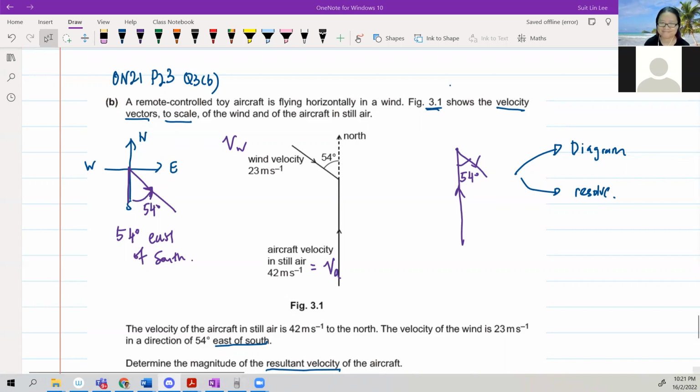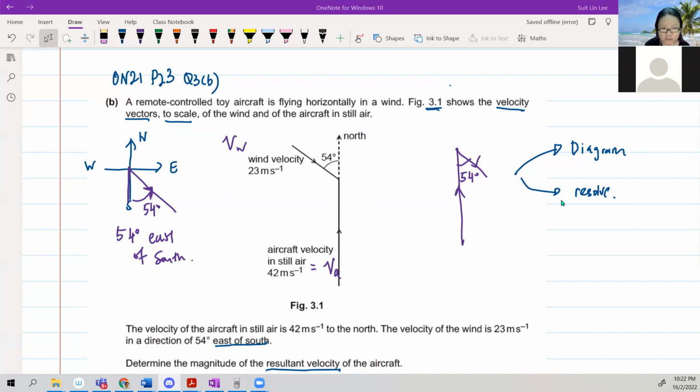Diagram or resolve? To find the resultant of these two. Let me know in the chat. You want the diagram? Resolve? Okay, we're going to resolve.